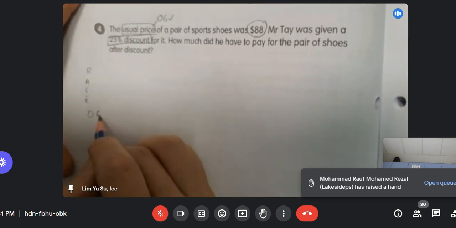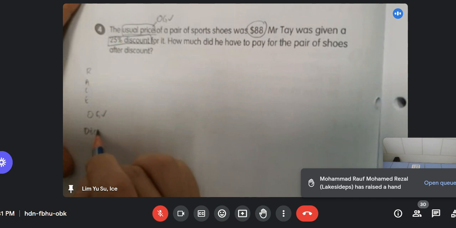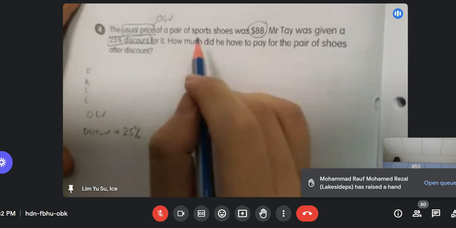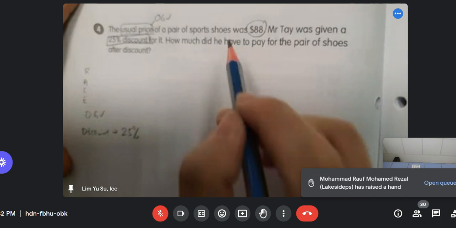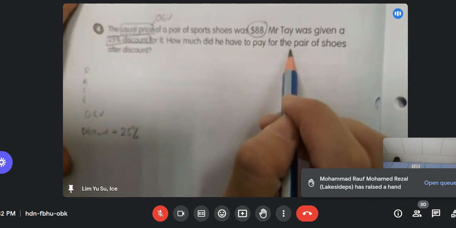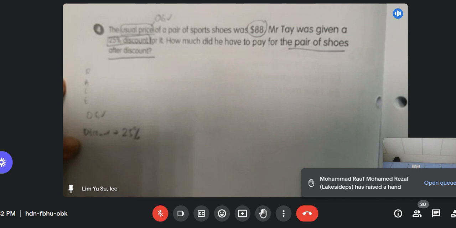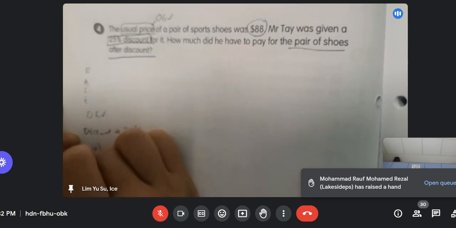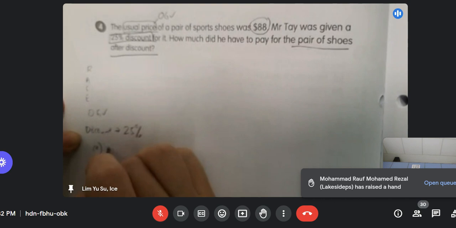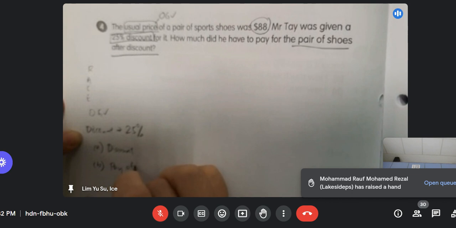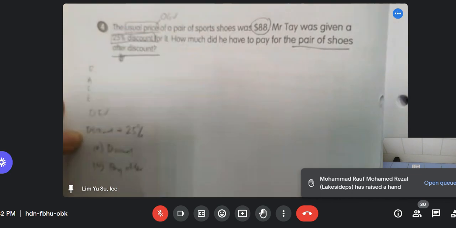So I have the original price, I have the discount. The discount given is 25%. Now, the next sentence asks how much you have to pay for the pair of shoes after discount. So it's not asking you to find the discount anymore. But if you feel that it helps, you can find the discount first, and then the next step, how much you have to pay after the discount.